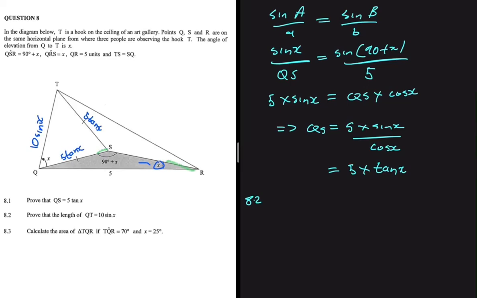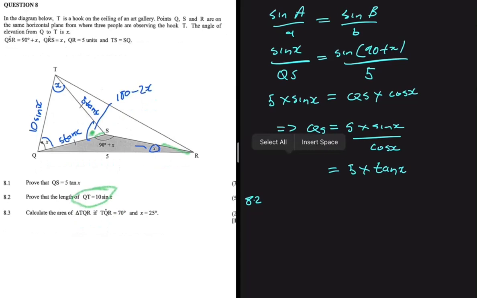Now that we are aware of the fact that QS is equals to TS, then if this angle here is X, this angle here should also be X, right? So what will this angle here be? 180 minus 2X, right? Sum of angles in triangle. So we can say that that will be 180 minus 2X, right? Let's not lose plot of what we're doing here. We want QT to be equal to 10 sine of X. We have this angle here, which is opposite QT, and then apart from that, we can use this angle and this side, or this angle and this side. It won't really matter because those two are equals to each other, right?